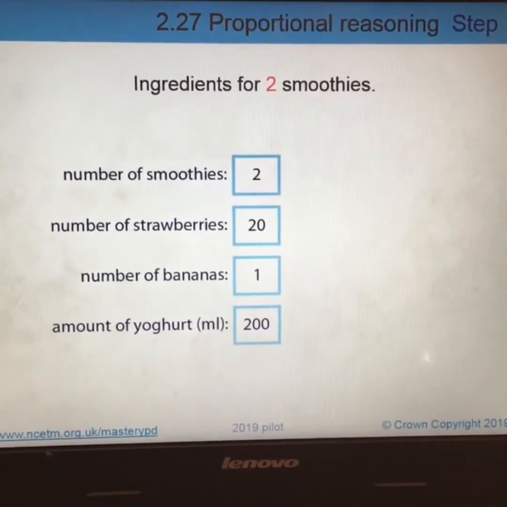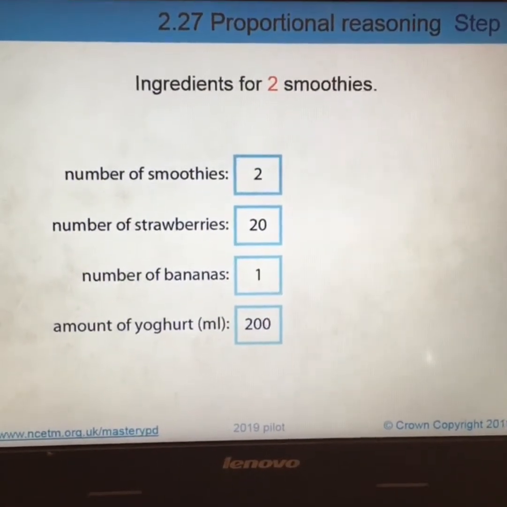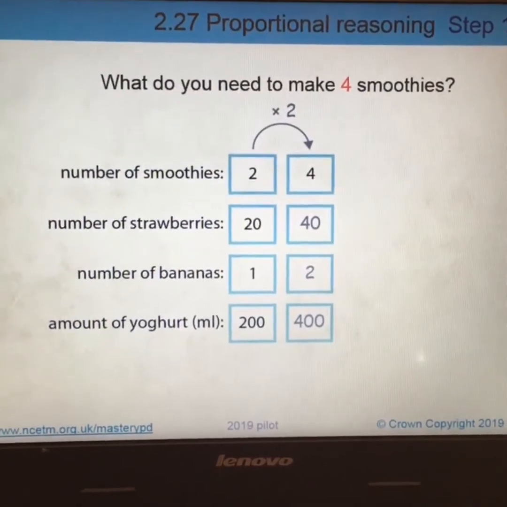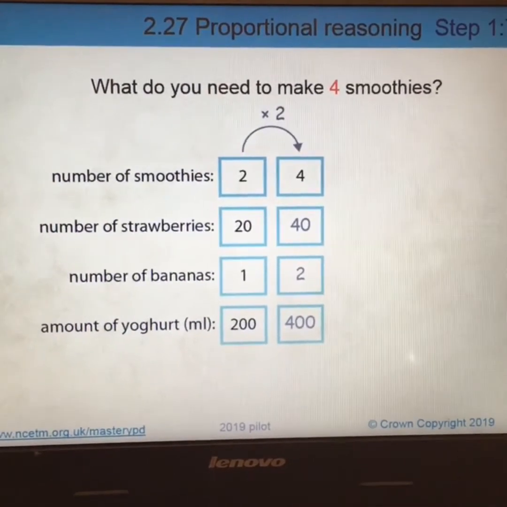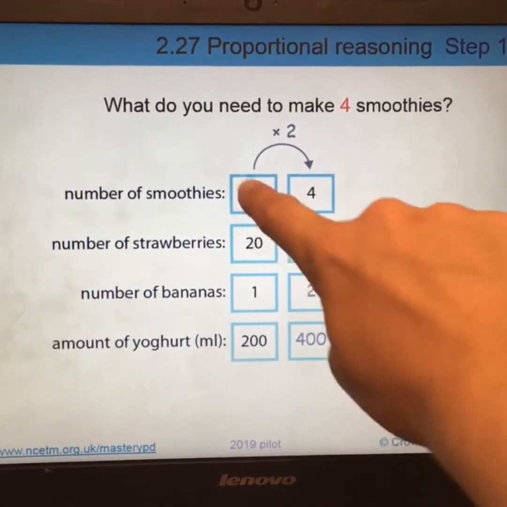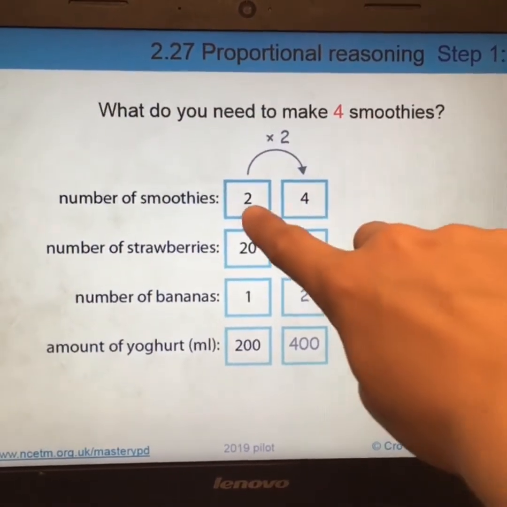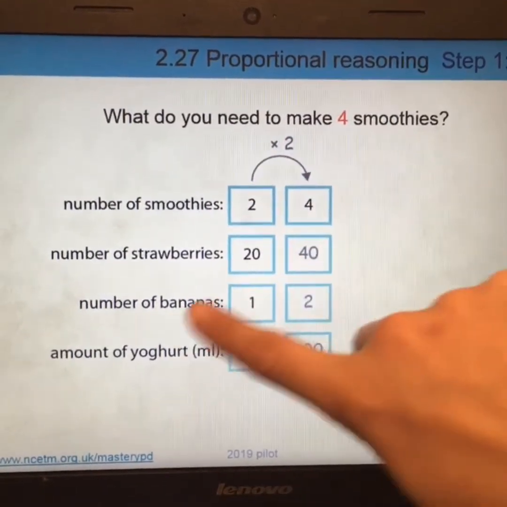Right then, answer time. So this is 2 smoothies. So to make 4 smoothies, I'd do 2 times 2, which is 4. So I just need to times everything by 2 and double everything. So that's the answers that we should have got there. If I want to make 20 smoothies, I'm going to start here with 2 smoothies. What do I do to 2 to get to 20? Times it by 10. So you're going to times everything by 10.